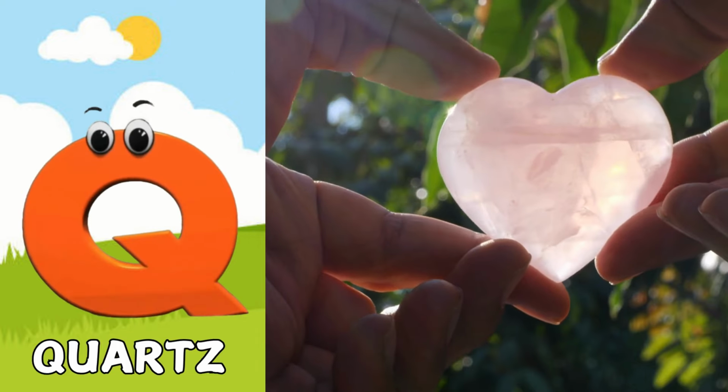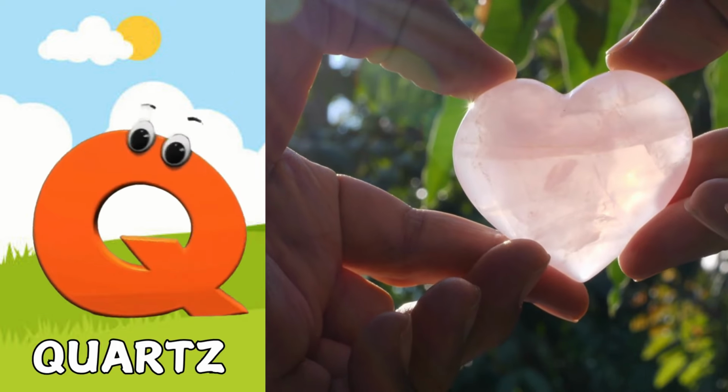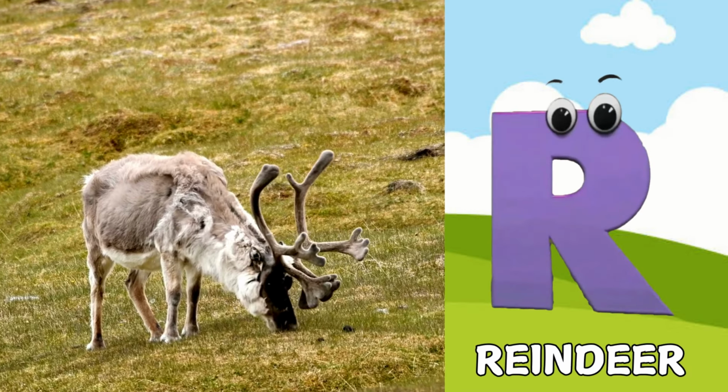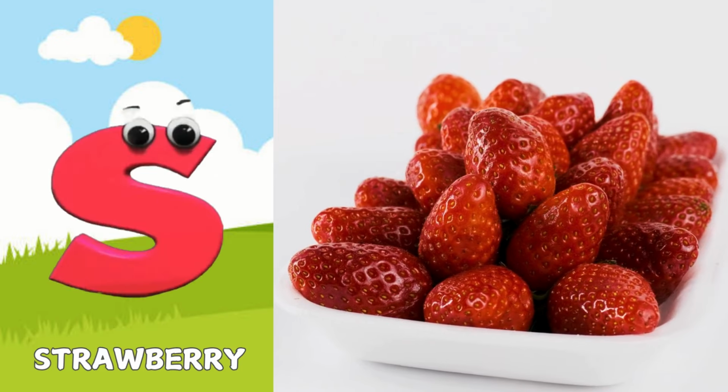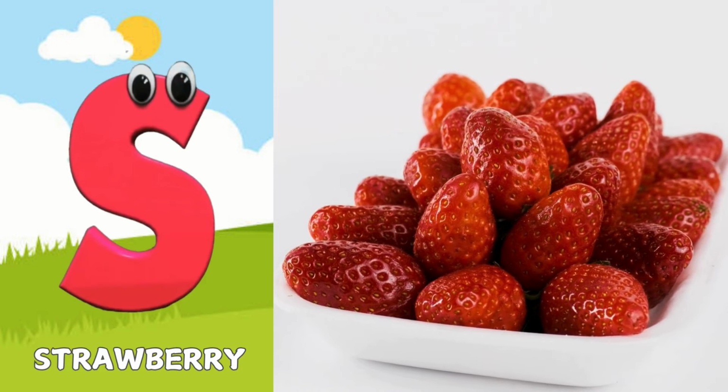Q is for quartz, q, q, quartz. R is for reindeer, r, r, reindeer. S is for strawberry, s, s, strawberry. T is for tent, t, t, tent.